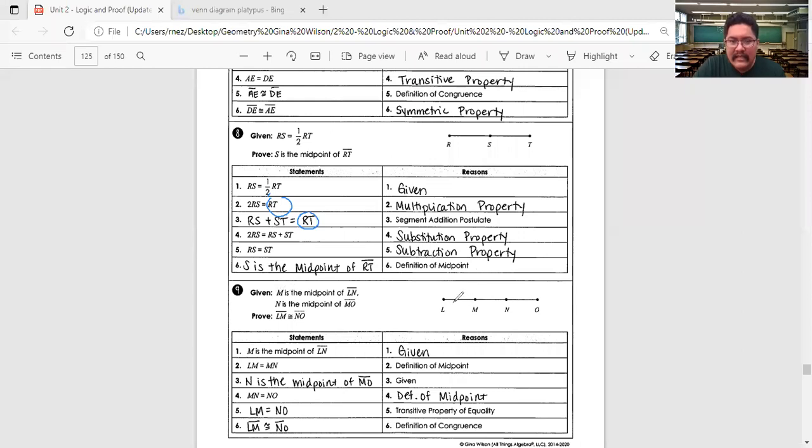So M is the midpoint of LN. So from L to N, that's the midpoint. We have a second given, and that is N is the midpoint of MO. So that's the midpoint here. And again, you could probably just look at this and kind of tell what's going to be the same. You could probably even say that all 3 of these segments are the same. But what we're looking for specifically is LM and NO should be congruent.